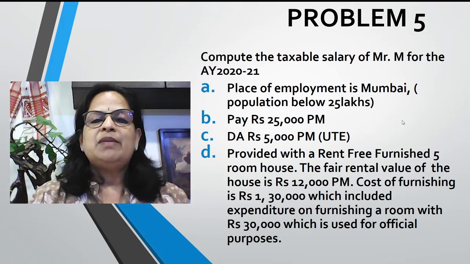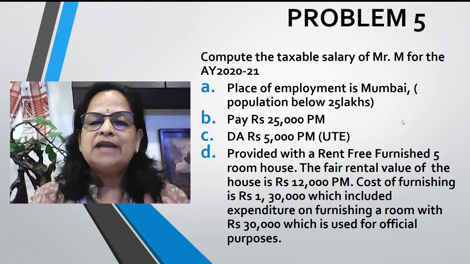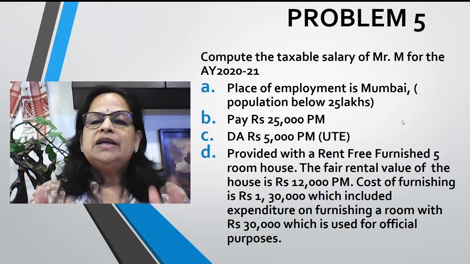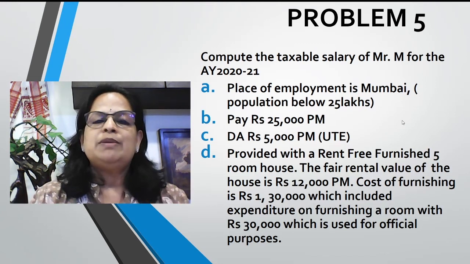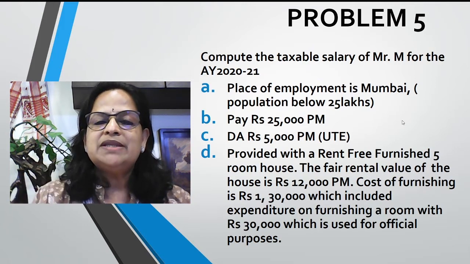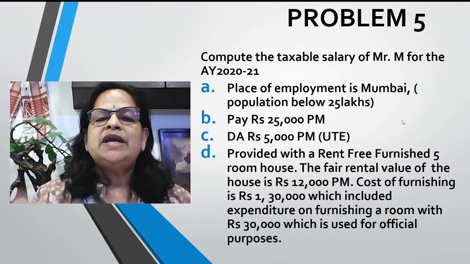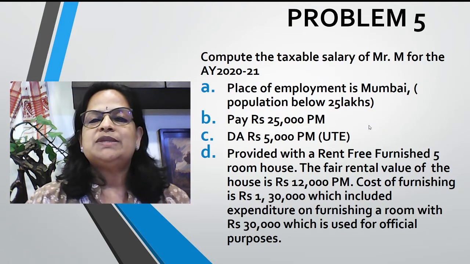It's entering into retirement benefits. Provided with a rent-free furnished 5-room house. Fair rental value of the house is 12,000 per month. Now cost of furnishing is 1,30,000, which includes the expenditure on furnishing a room with rupees 30,000, which is used for official purposes. So one adjustment is there. Cost of furnishing value, what we are taking for our computation is 1,30,000 minus 30,000, because 30,000 he had spent for furnishing for official purposes. So that will not be taxed. He is not getting any benefit out of that. That is for the official purpose.